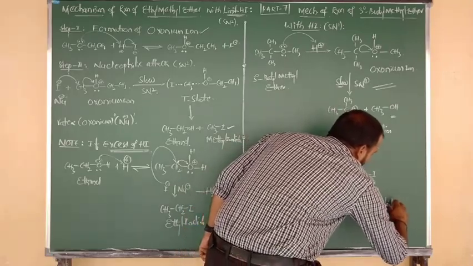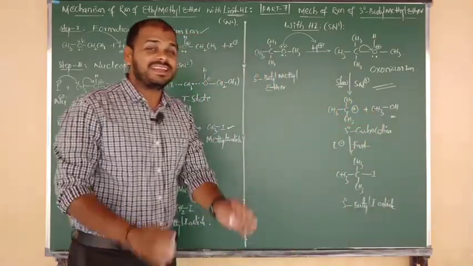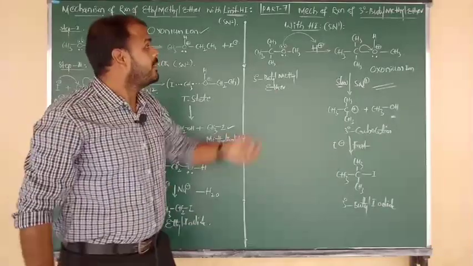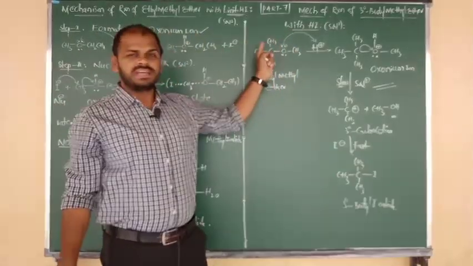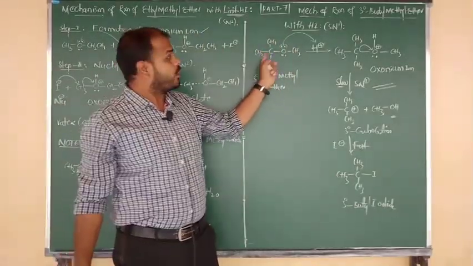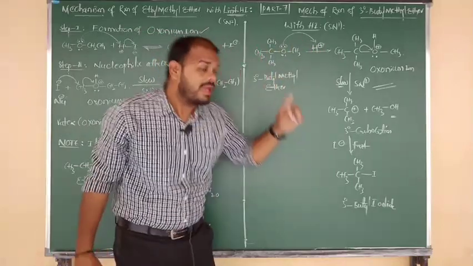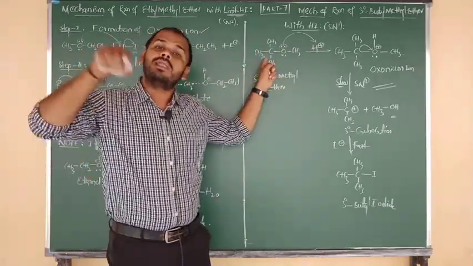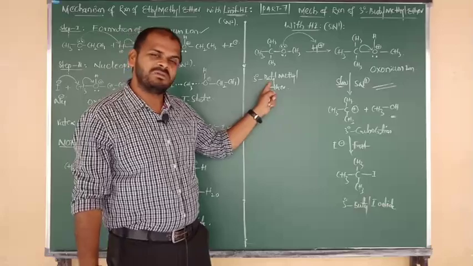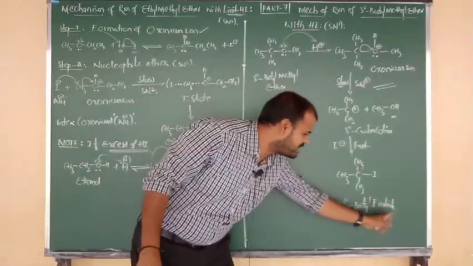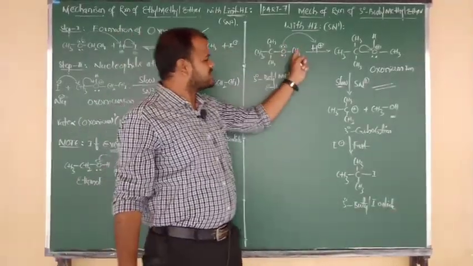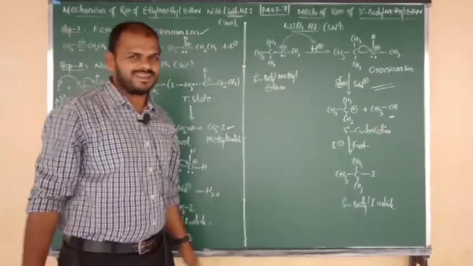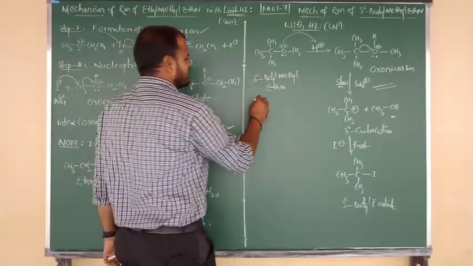What, beta? Iodide. Yes, that's why I told you the rule yesterday. If one of the alkyl groups is tertiary, it is attacked by the nucleophile and changes into tertiary alkyl iodide. Nothing but tertiary butyl group changes into tertiary butyl iodide, and the byproduct is nothing but what, beta? Methyl alcohol. So this is nothing but the SN1 mechanism.